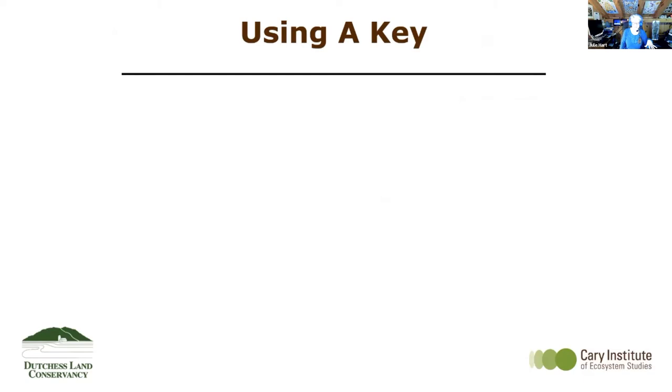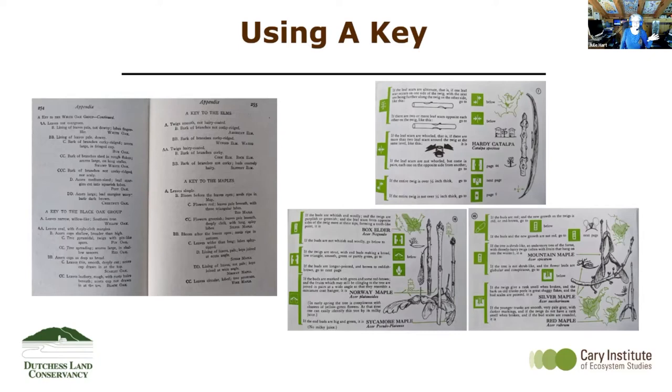So let's talk a little bit about using a key. These are often called dichotomous keys. Dichotomous means split into two. And they can seem a little bit daunting and maybe a little overly scientific. But once you get the hang of it, these are not difficult to use at all. It's a systematic, methodical way to work your way through different characteristics of the tree or plant. And it's basically a process of elimination.